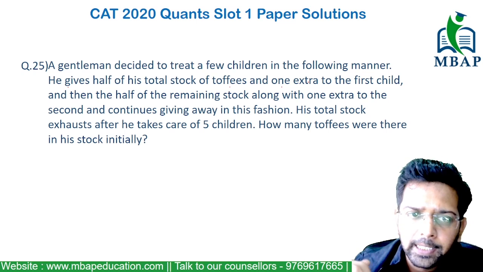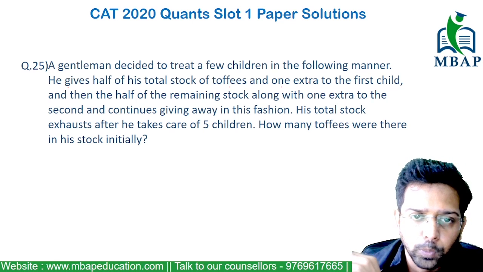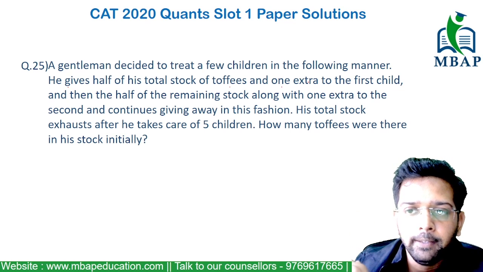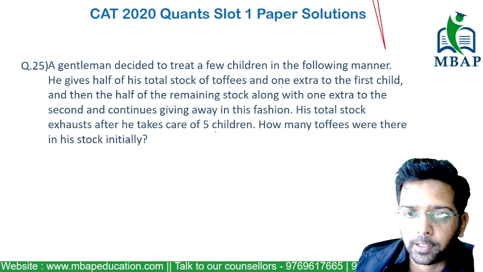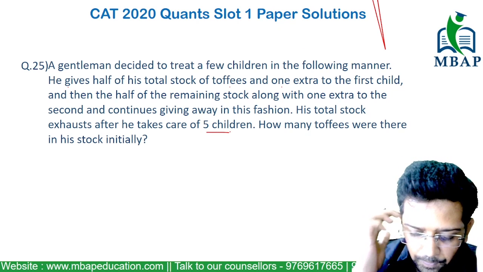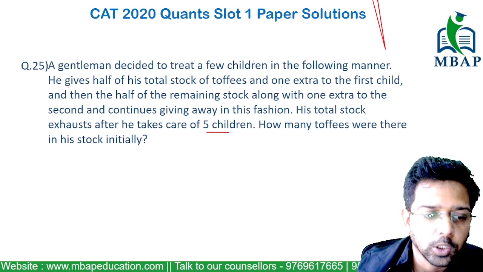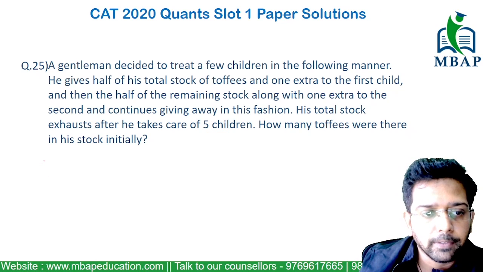Okay. The second child will also get half of the remaining plus 1. And he continues doing it the same way. And he finally exhausts all the chocolates after the fifth child. Now the question is, how many toffees were there in the beginning? Okay. Let's start with the fifth child.